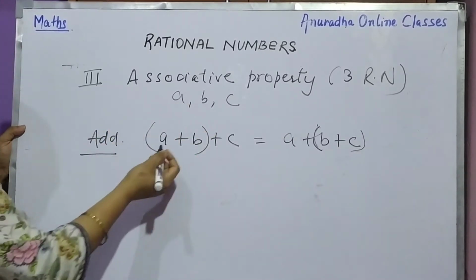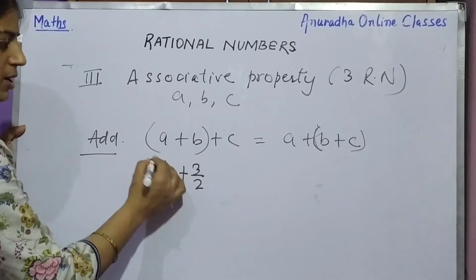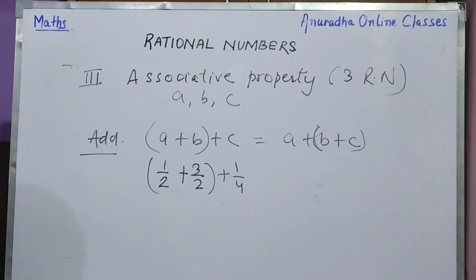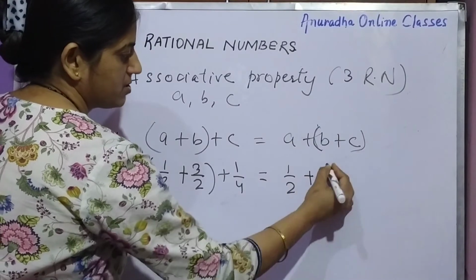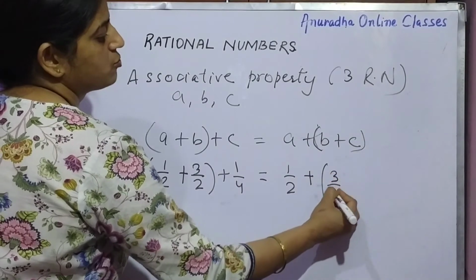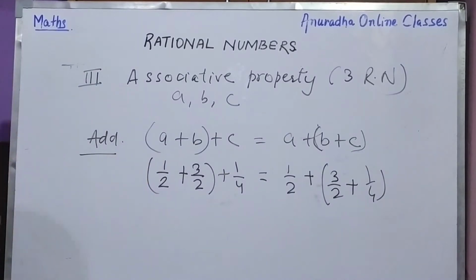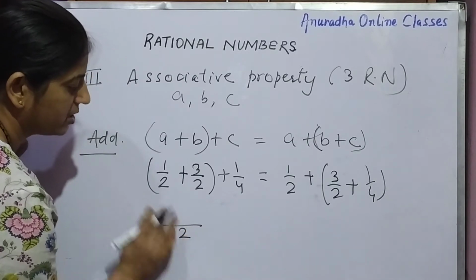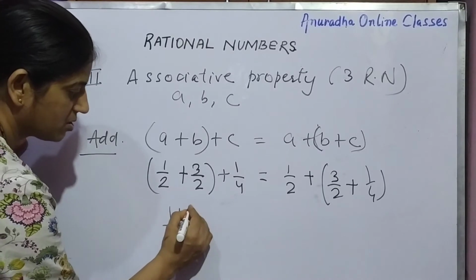A को हमने क्या ले लिया? 1/2. B को हमने क्या ले लिया? 3/2. And C I have taken 1/4. Right? Let us see this one. This is 1/2 plus this is B, 3/2, plus 1/4. You know BODMAS rule. Firstly, you have to solve the brackets. So if we solve the bracket, what is the LCM of these two? 2 only. Now 1 plus 3.